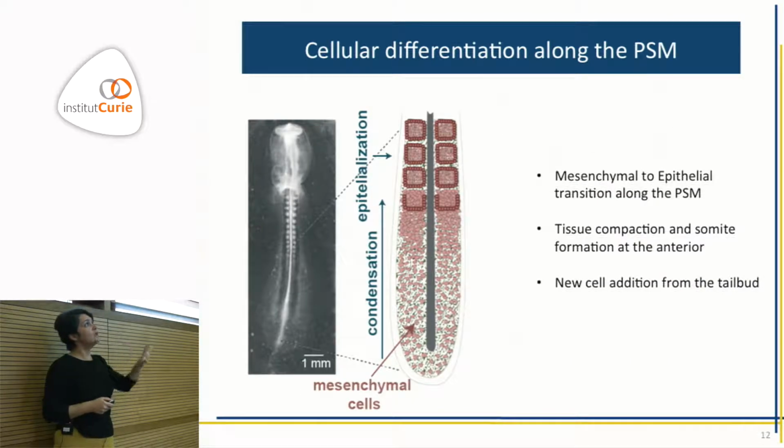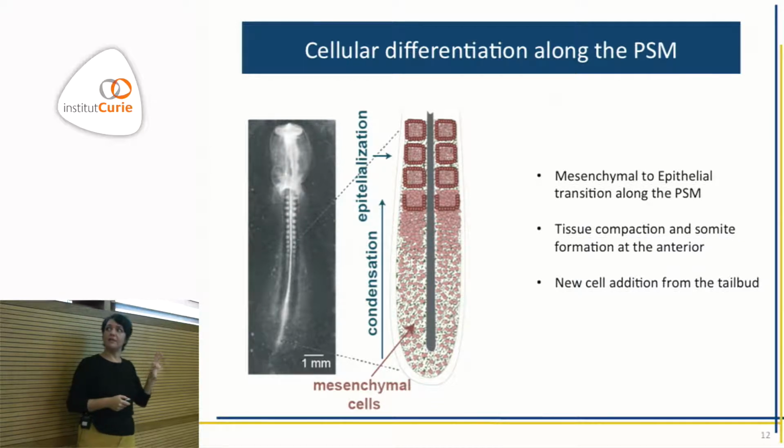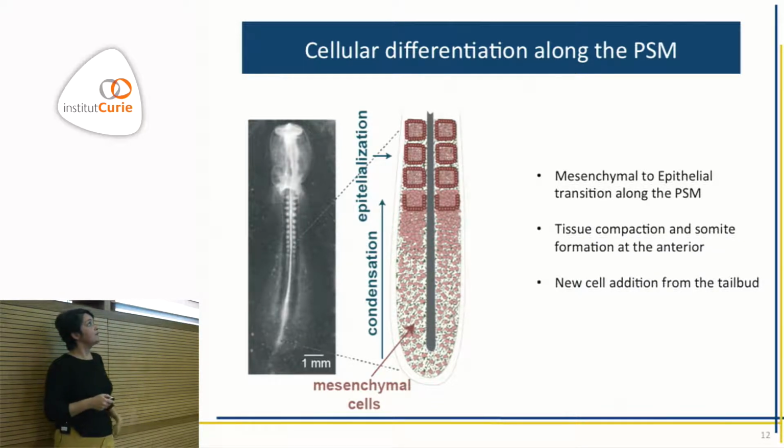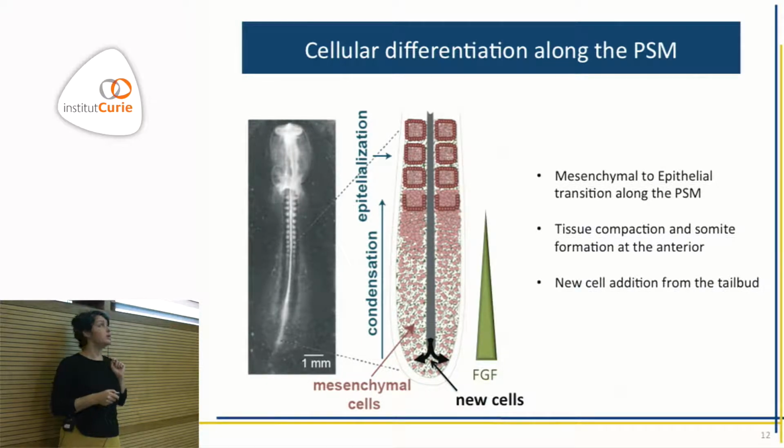And if we look a little bit more carefully at what happens during this elongation process, you have this mesenchymal tissue at the posterior. These cells, as they go towards the anterior, start to adhere to each other more and more, and they form an epithelial tissue. And this epithelial tissue later detaches and forms the somites. Okay? And the way that the tissue grows is that it adds new cells from the posterior part. So new cells are added here. They create a gradient of growth factor, FGF, and this controls the motility of the cells inside the PSM.